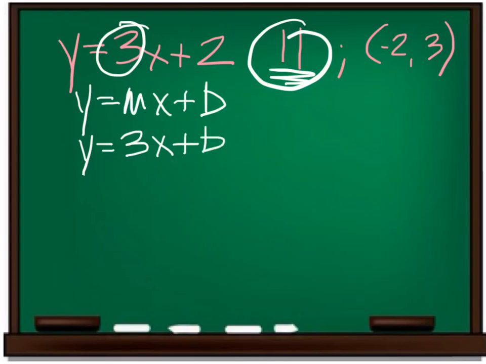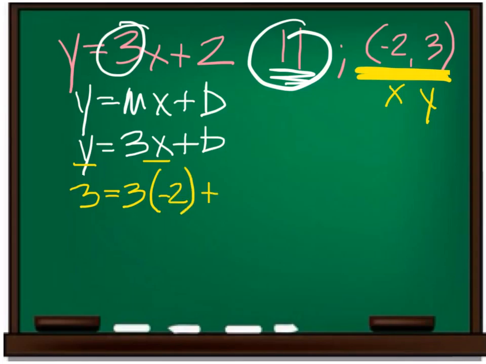Next, it must pass through this point, negative 2, 3. So insert that xy point into x and y into this. Y is 3 and x is negative 2. From there you have to solve for b. B is the y-intercept. Once you solve for b, you're going to plug it back in right here to get your answer.